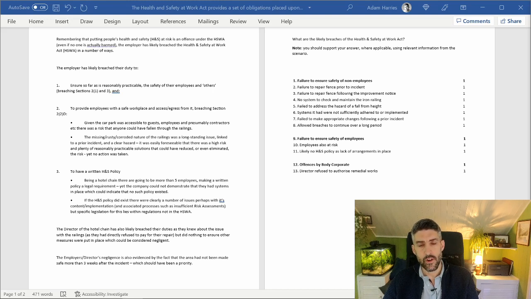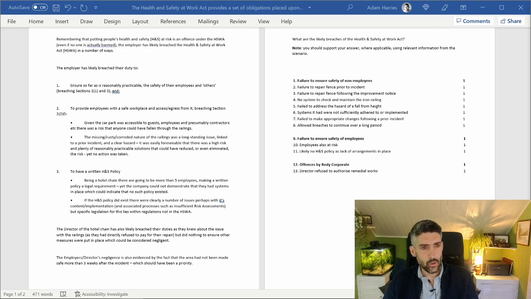Just want to remind you that the scenario, the question and the mark scheme, none of this is actually from NEBOSH. I've mocked all of this up myself based on what I think would be a reasonably accurate representation of what a scenario and a question and a mark scheme would actually look like as supplied by NEBOSH.